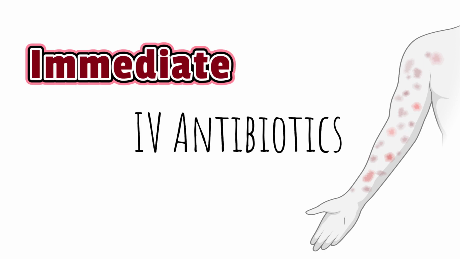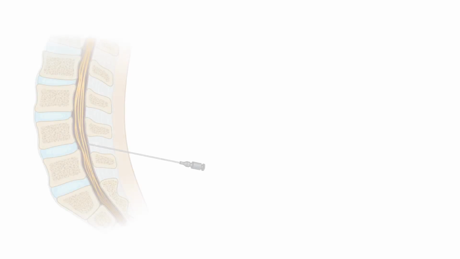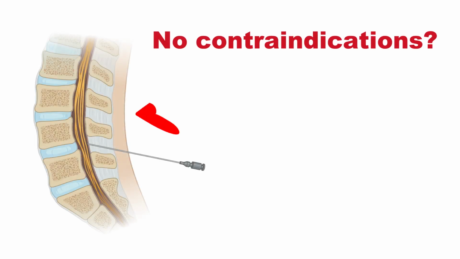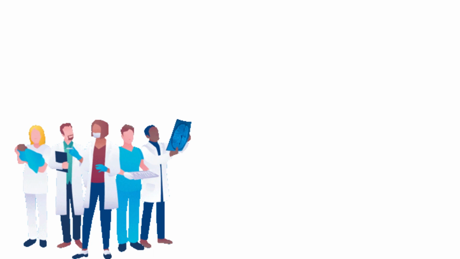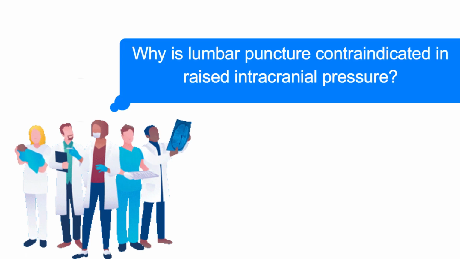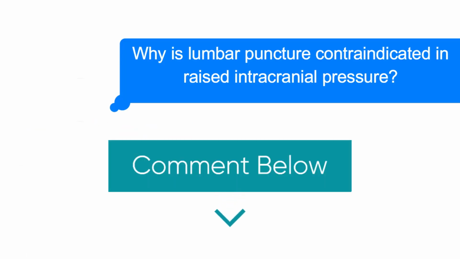If there's a petechial rash, it's diagnosed as meningococcal meningitis until proven otherwise. In here, you don't wait for lumbar puncture and IV antibiotics are started immediately. In other causes of meningitis, lumbar puncture is done unless the patient has contraindications like increased intracranial pressure. So the question is, why don't we do lumbar puncture when there's an increased intracranial pressure? Can you guys guess and drop the answers in the comments?